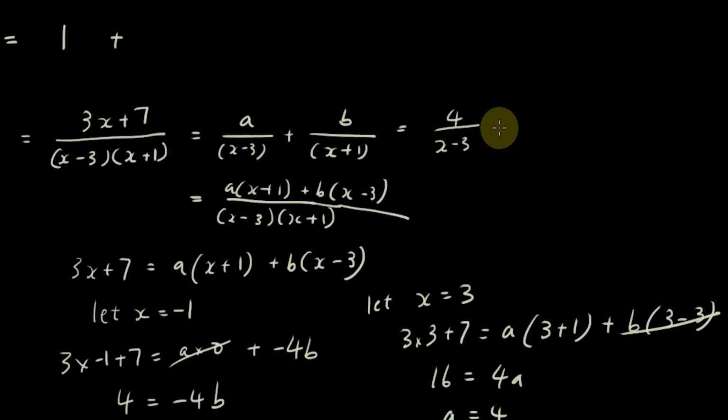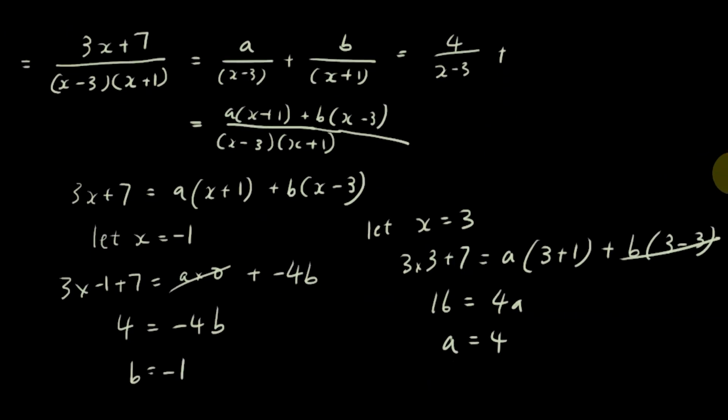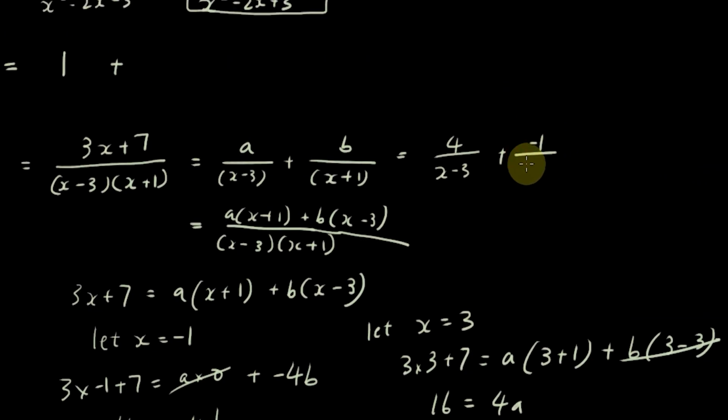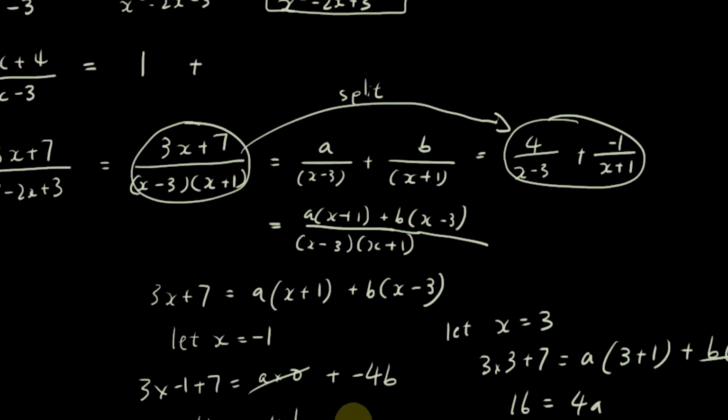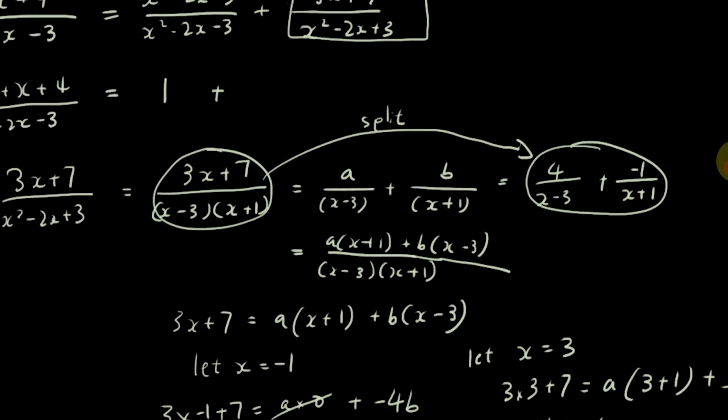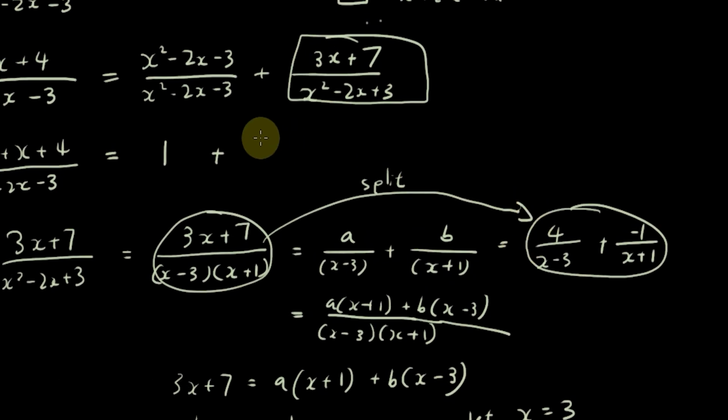4 over x minus 3 plus b is negative 1, negative 1 over x plus 1. So that part has been split. Alright, this is now being split into this. Okay, it's being split. Really good. So now I can put that over here. 4 over x minus 3 plus, well, I just go minus 1 over x plus 1.